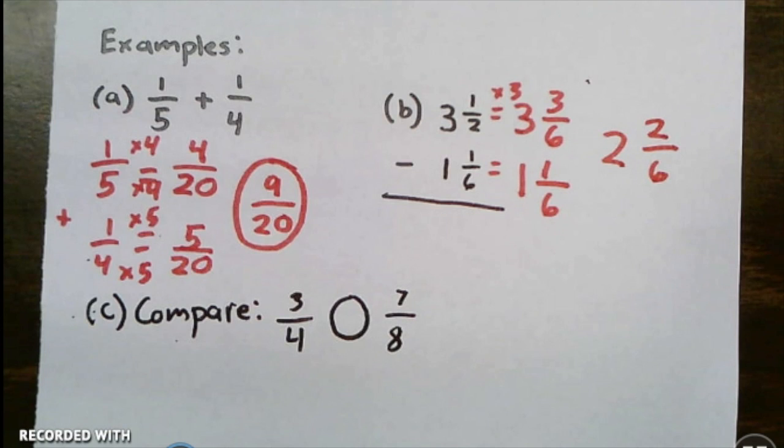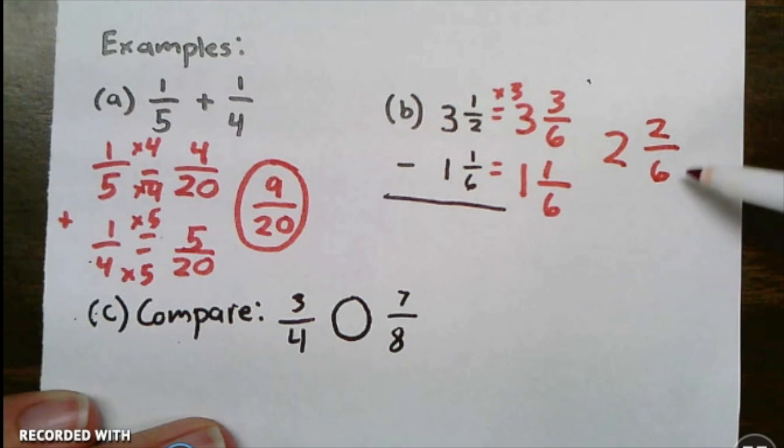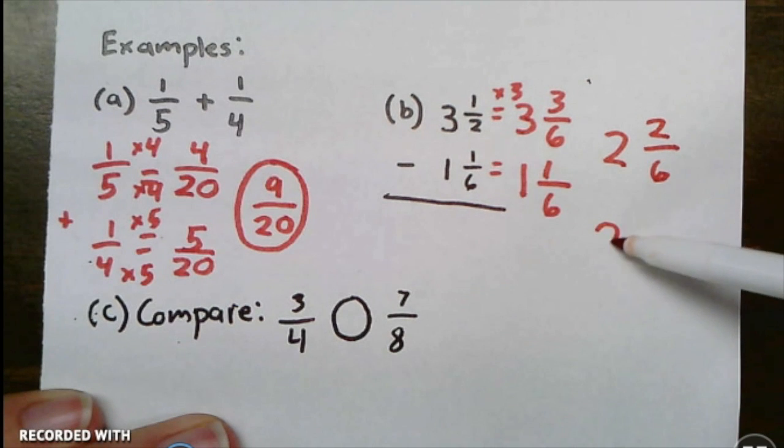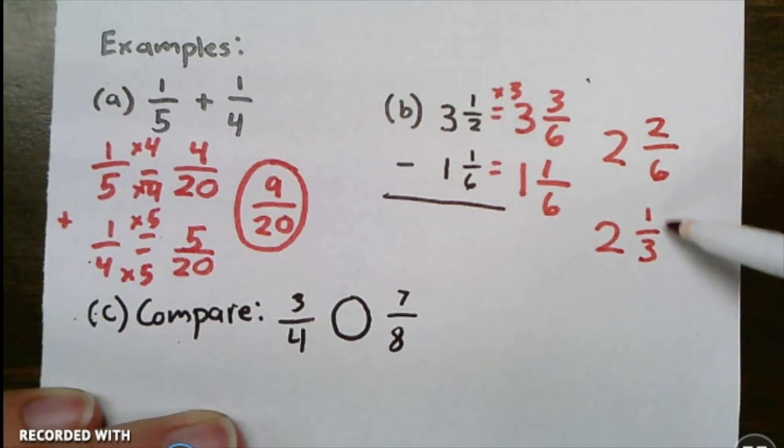But I'm not done because 2/6 is not reduced. 2 and 6 are both even, so they will both reduce when I divide them by 2. And so my new answer will be 2 and 1/3.